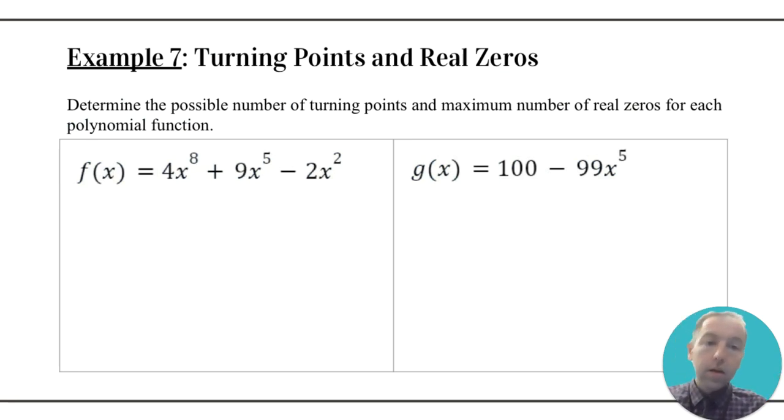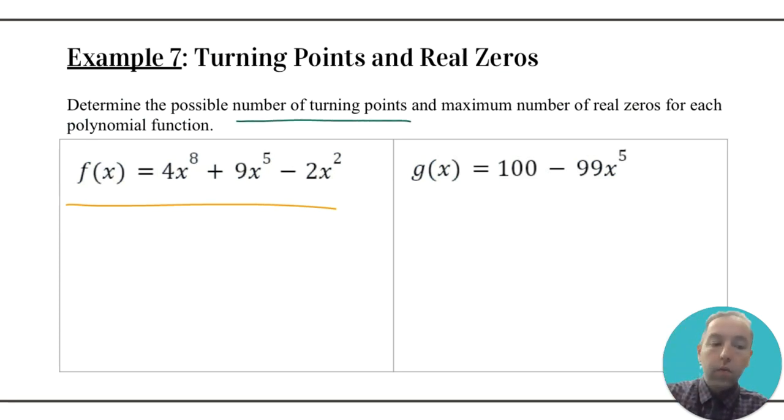So applying that just a little bit right here, we're asked to determine the possible number of turning points as well as the maximum number of real zeros for each polynomial function. Okay? So for this function right here, we've got f of x equals 4x to the 8th plus 9x to the 5th minus 2x squared. So in terms of the number of turning points, that is always going to be 1 less than the degree, and then even numbers from there.